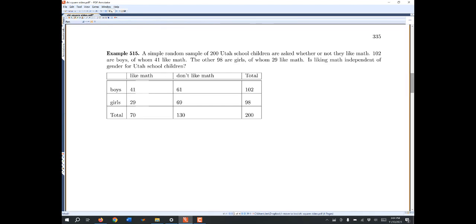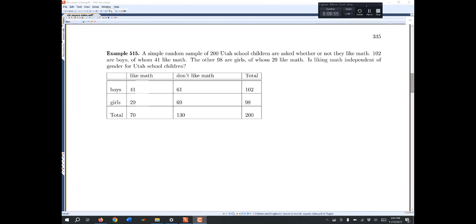Let's see, this one tells me we have a simple random sample of 200 Utah children who are asked whether or not they like math. 102 are boys, and 41 of those like math. The other 98 are girls, and 29 like math. Is liking math independent of gender for Utah school children?